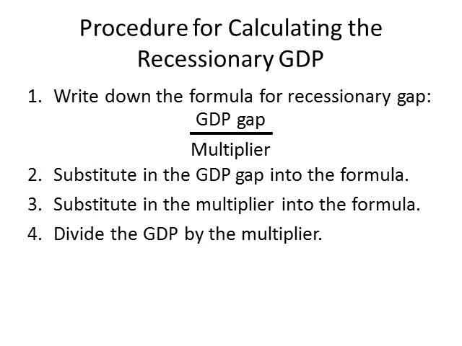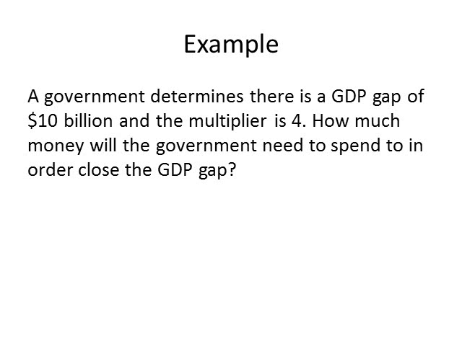The procedure for calculating the recessionary gap is to: 1. Write down the formula for the recessionary gap. This is GDP gap divided by multiplier. 2. Substitute in the GDP gap into the formula. 3. Substitute the multiplier into the formula. And 4. Divide the GDP gap by the multiplier.